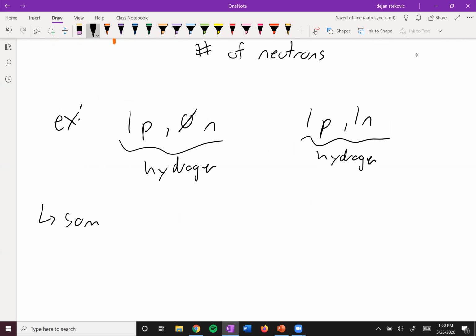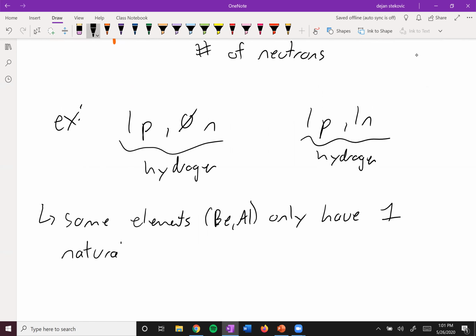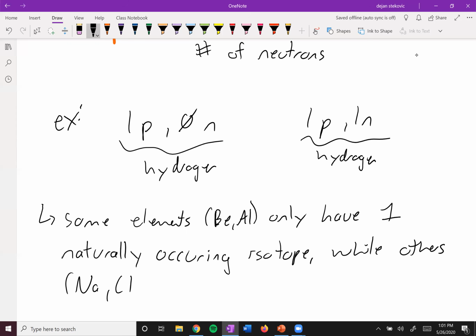So some elements, such as beryllium and aluminum, only have one isotope, naturally occurring anyways. While others, for example, sodium and chlorine, have 2 or more isotopes. So it really just depends on what element that you're talking about.